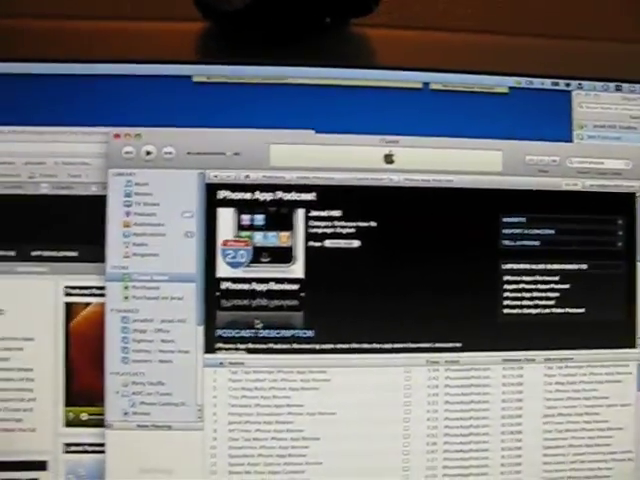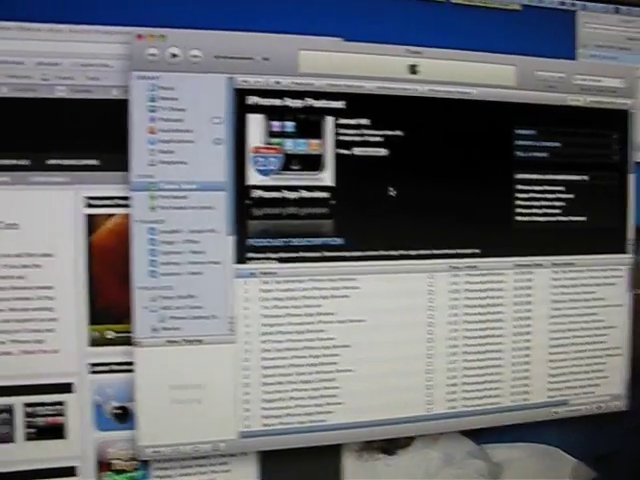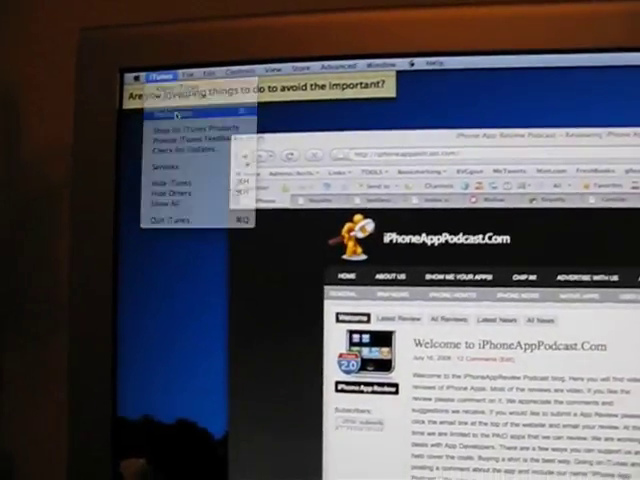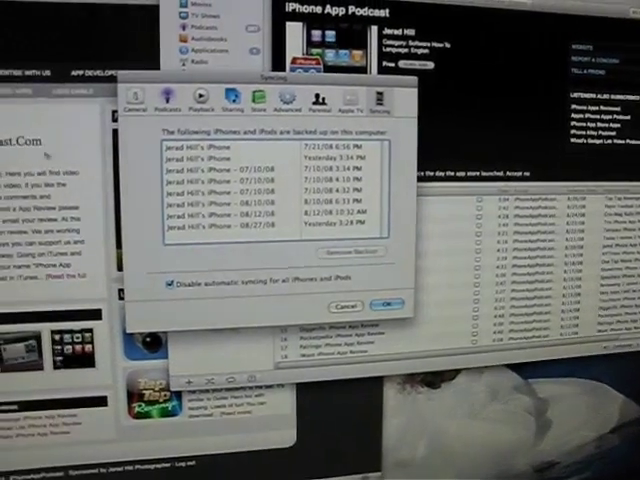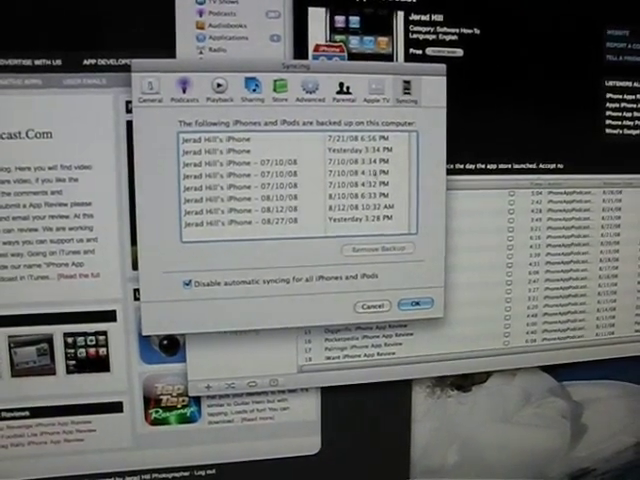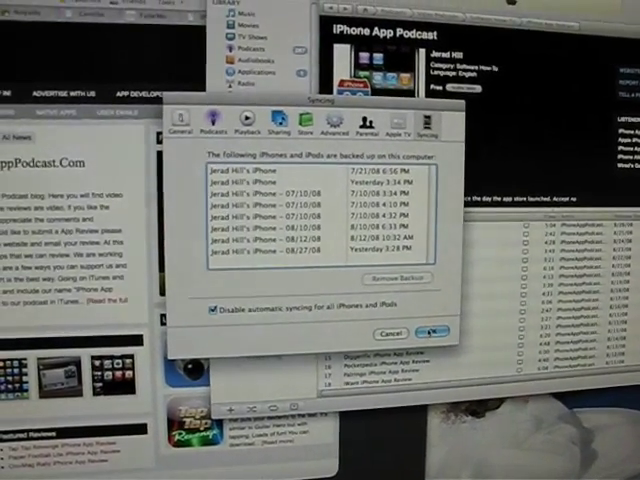But the first thing that you're going to need to do, which I didn't do at first, but it's a good tip, is actually go into Preferences in iTunes, go to the Syncing tab at the far right, and choose Disable Automatic Syncing for iPhones and iPods.